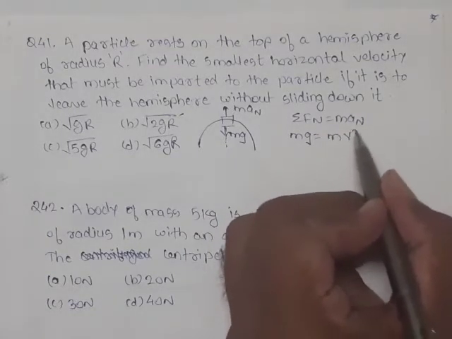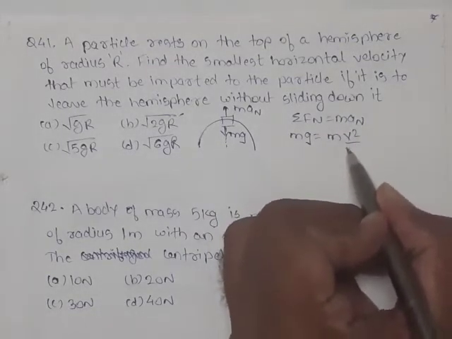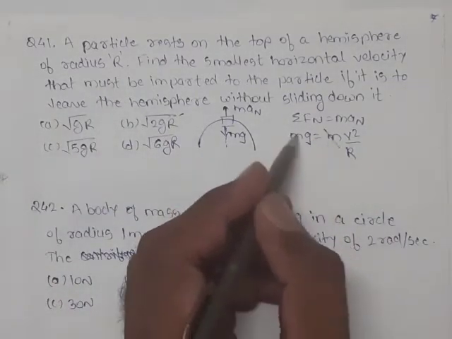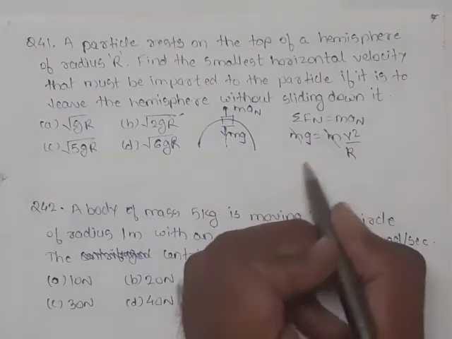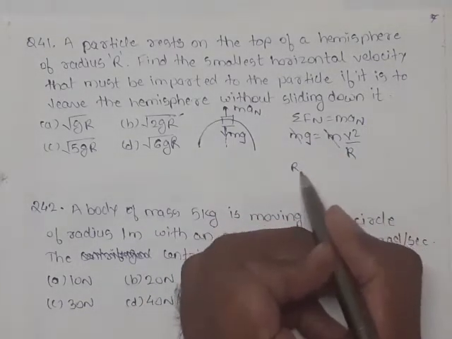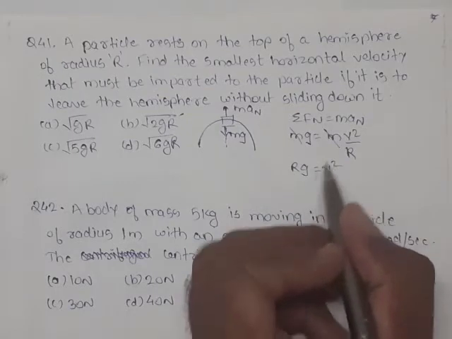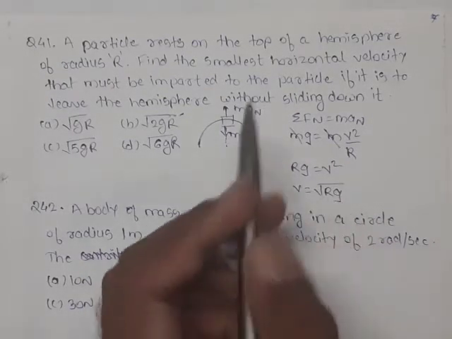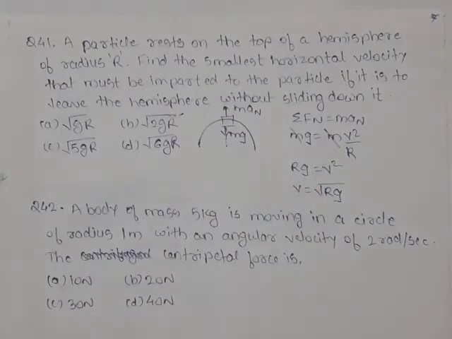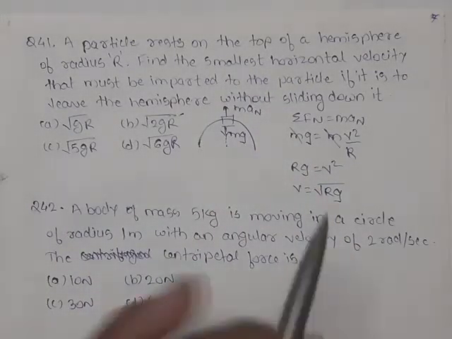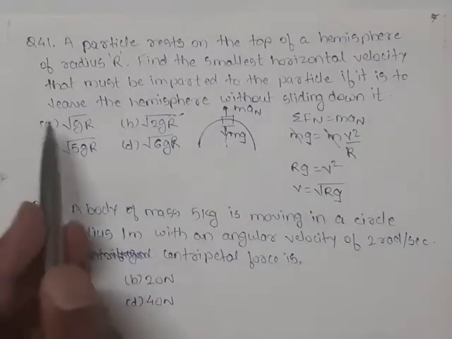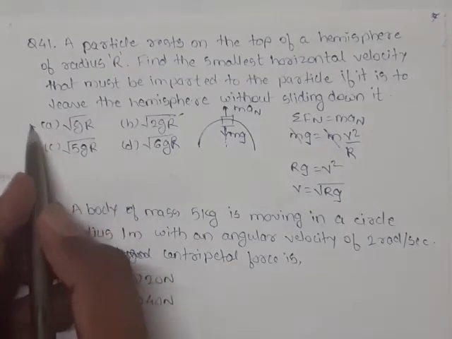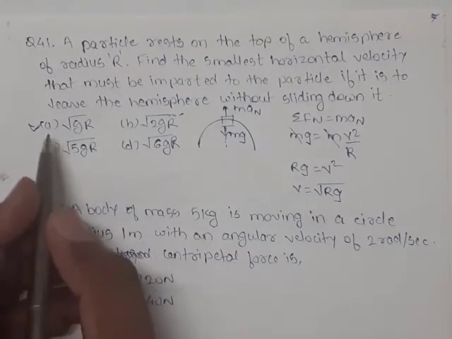An is nothing but v square upon r. Here the radius value is r. So now we'll cancel this m on both sides. Taking r to the left, rg is equal to v square, or finally we write v equals under root rg. Here it is asked to find the horizontal velocity, meaning v is asked, which comes to be under root rg. Out of these four options, option A, under root gr, is our solution.